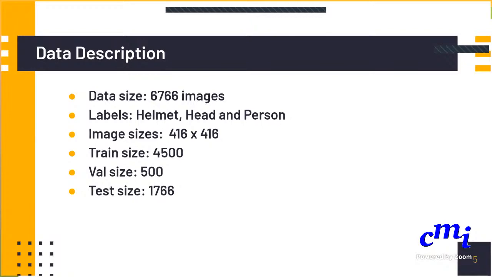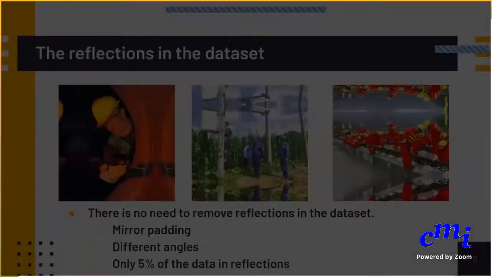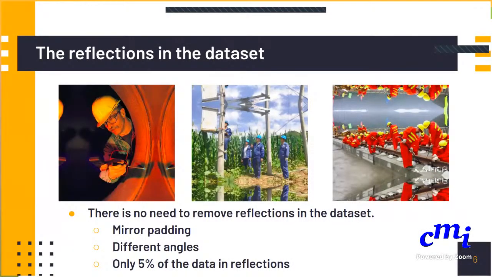But as we can see in the reflection, there was reflection in the images, which was actually intentional, because some of the images, as you can see on the left, were taken in portrait mode and some were in landscape mode. So to make them equivalent, instead of padding them with zeros or something else, they did a mirror padding.